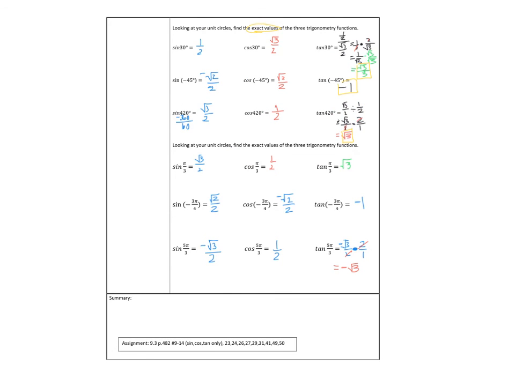I hope you even enjoyed our time together with trigonometry and the unit circle. Don't forget to do the practice assignment, page 482, 9 through 14. And remember, you're only doing sine, cosine, and tangent. You can ignore the part of the big ideas that says all 6 trig functions. And then 23, 24, 26, 27, 29, 31, 41, and then 49 and 50 are review, because it's been a really long time since we've done some polynomials.